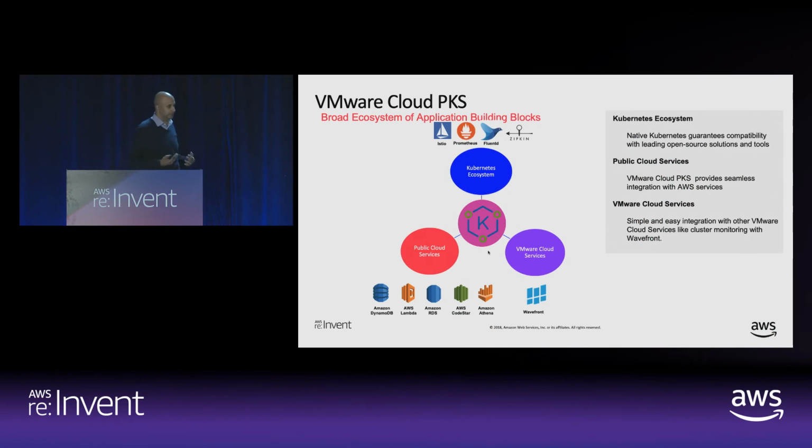Now, just like any other Kubernetes-based service, VMware Cloud PKS is fully conformant. And what does that mean? That means that any application component or any sort of plugin that you find in the ecosystem, you can use as is with no modifications on VMware Cloud PKS.